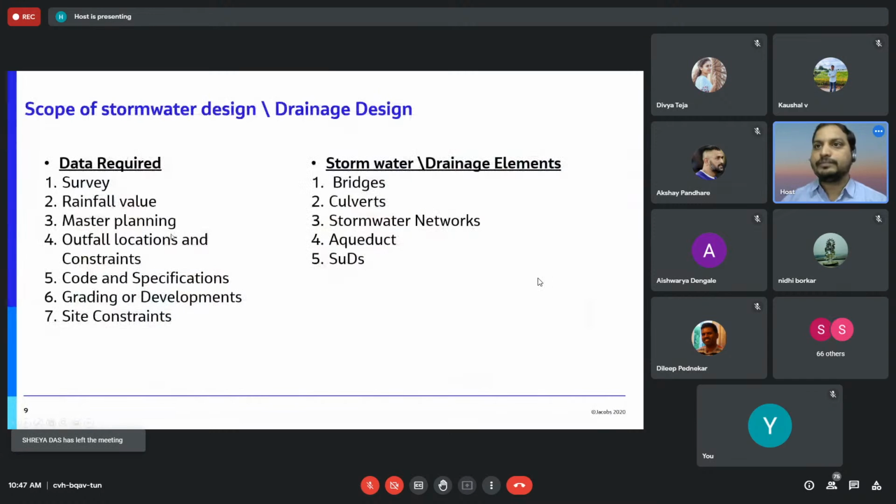Now, the scope of stormwater design. Normally, in the case of a road design, we call it a drainage design.